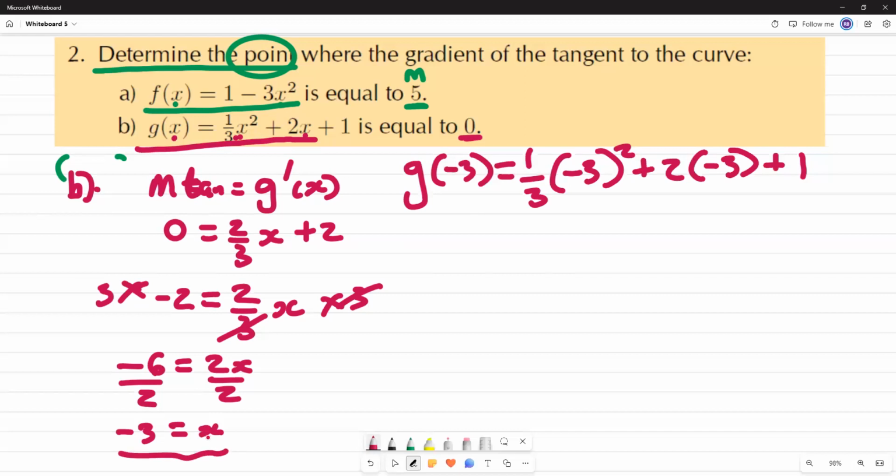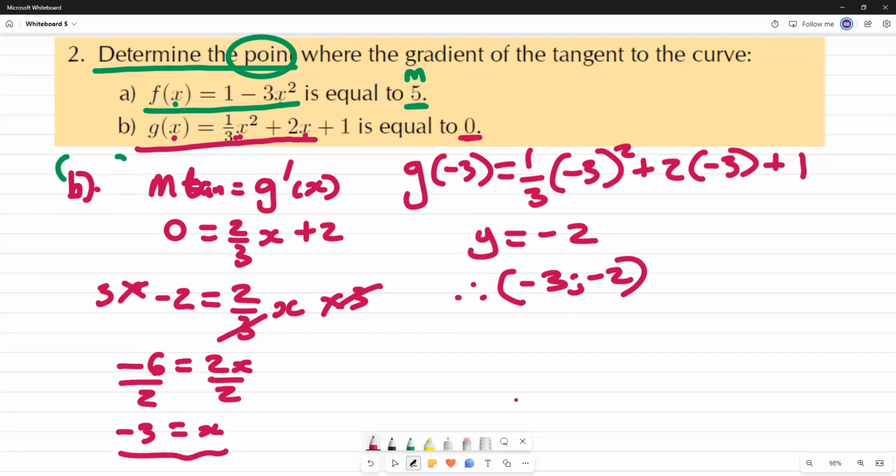Now let's see what that is going to give us. That gives us -2. Therefore, the point where the graph and the tangent meet is going to be -3, which is your x, and then your y, which is -2.